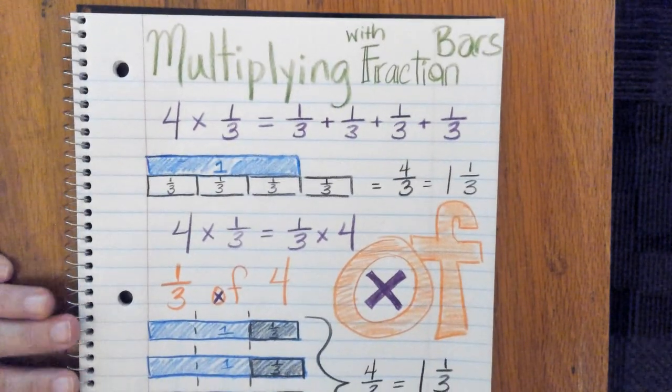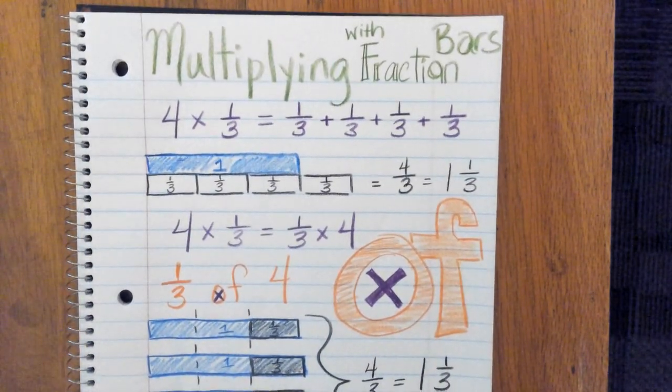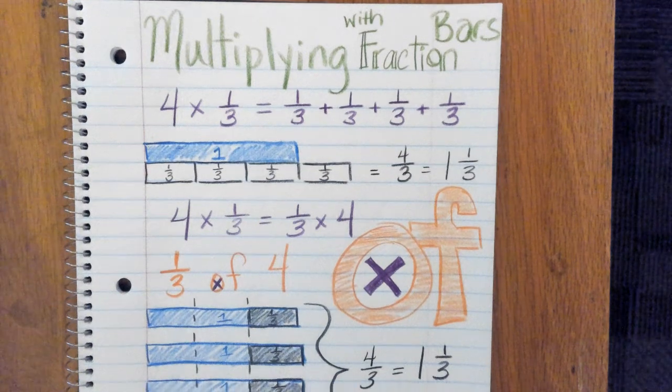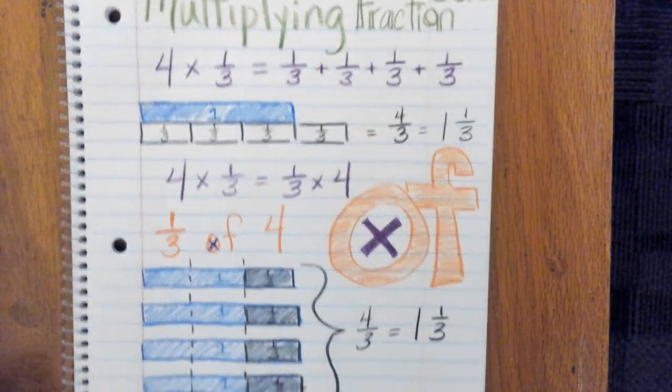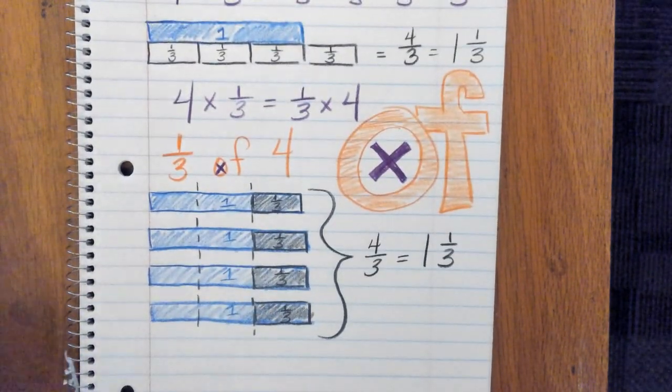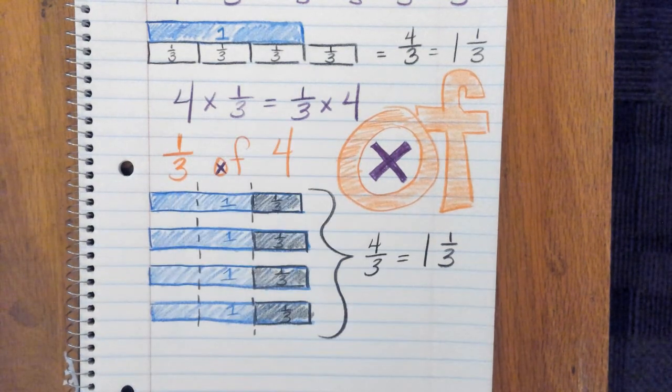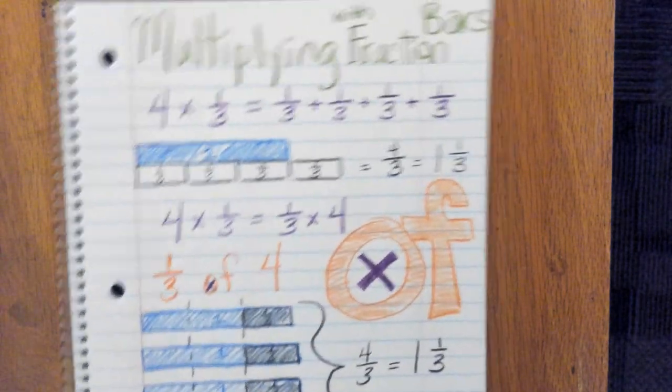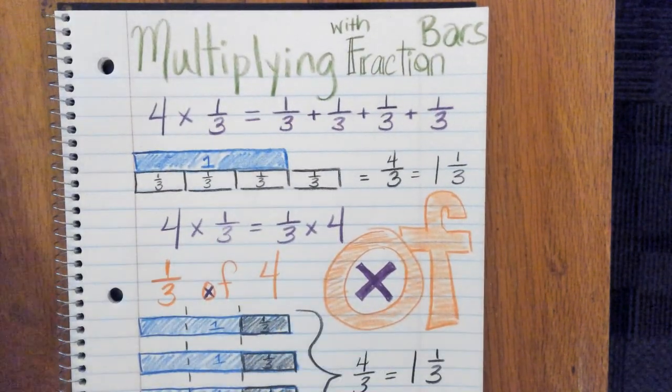So this is multiplying with fraction bars. 4 times 1/3, looking at this as repeated addition, also looking at it as the commutative property, that it doesn't matter the order, and remembering that of means multiply.